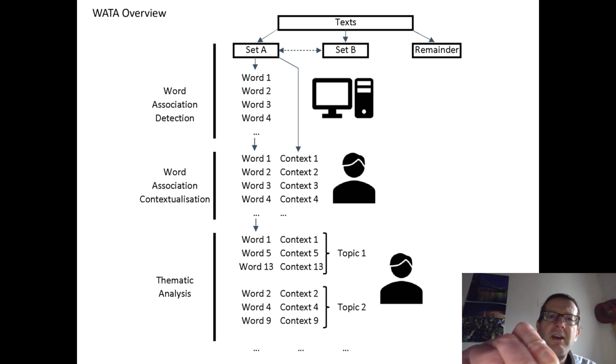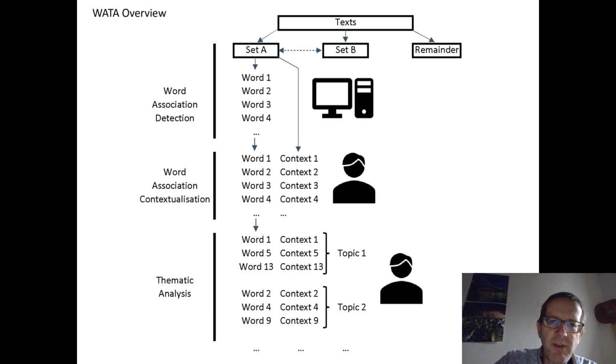So it might be, for example, female and male, or later and earlier, or topic 1 and topic 2. And then Mozdeh, the computer, identifies the keywords for set A compared to set B. It produces a list of words, and this is the word association detection stage, which is automatic with the computer. And then the next stage is your job, word association contextualization.